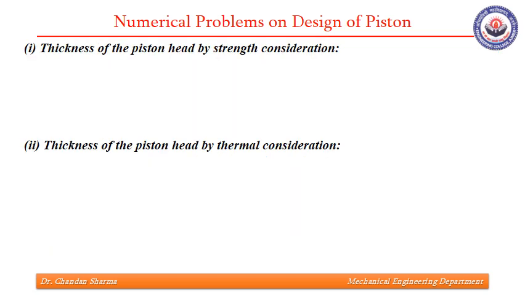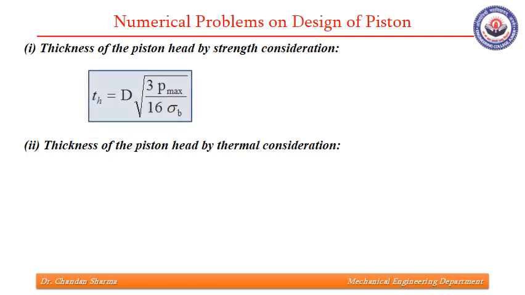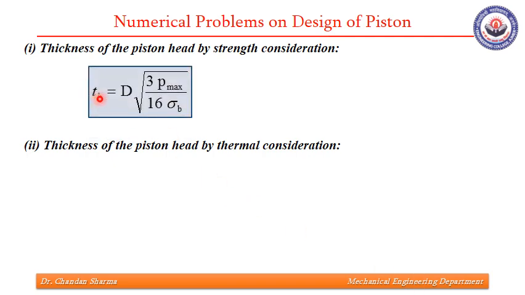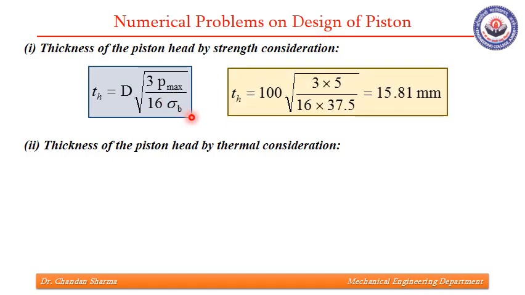We know that thickness of piston head can be found using two considerations. One is strength consideration and another is thermal consideration. From the strength consideration point of view, TH is given by D, bore diameter, Pmax, maximum pressure, and sigma B, permissible stress. If we put in the values given to us, D as 100 mm, Pmax as 5 megapascal, and sigma B as 37.5 megapascal, TH comes out to be 15.81 mm.